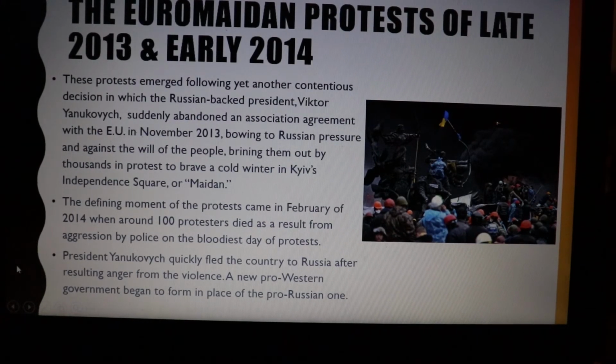And so you have the Euromaidan emerge in late 2013 or early 2014 when the president at the time, Viktor Yanukovych, who was mentioned earlier, decided to abandon an association agreement with the EU in November 2013, bowing to Russian pressure and wanting to stay more aligned with Russia, but that did not sit well with many Ukrainians. And as a result, wanting to be more integrated with Europe and to have closer ties with the EU, they decided to hold massive protests in the heart of winter in Kiev's Independence Square, the Maidan.